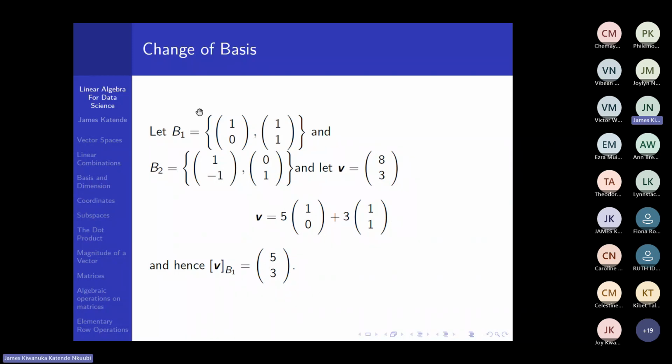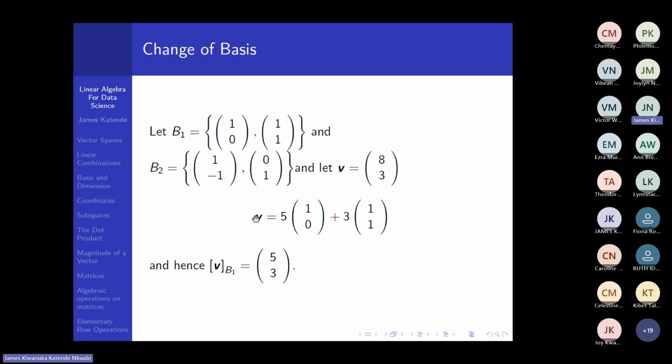So I picked bases where it's easy to guess the coefficients. But if you have something more complicated, you need to do some work before you get the answer. We can talk about the work later.